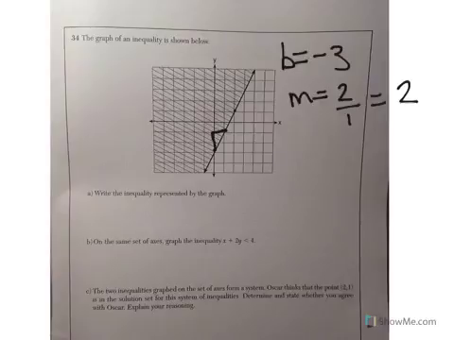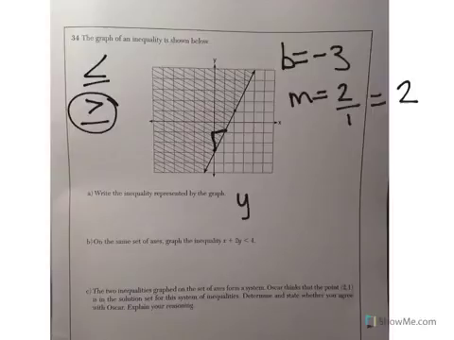Okay, and now because it's an inequality, I have to figure out, is it greater than, is it less than, is it greater than or equal to, or is it less than or equal to? Since it's a solid line, it's either going to be a less than or equal to or greater than or equal to. Because it's shading above, it has to be greater than or equal to. So my equation for part A has to be y is greater than or equal to 2x minus 3.